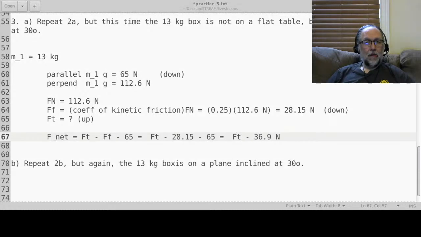All right. So is everyone good with what I did there? We don't know Ft, so I can't put anything in for that. We do know Ff. That's 28.15. We do know the parallel component. That's 65. Both the force of friction and gravity are trying to pull it downhill. That's why they come in negative. Ft is the only thing that's trying to pull it uphill. So it's Ft minus against the other two.